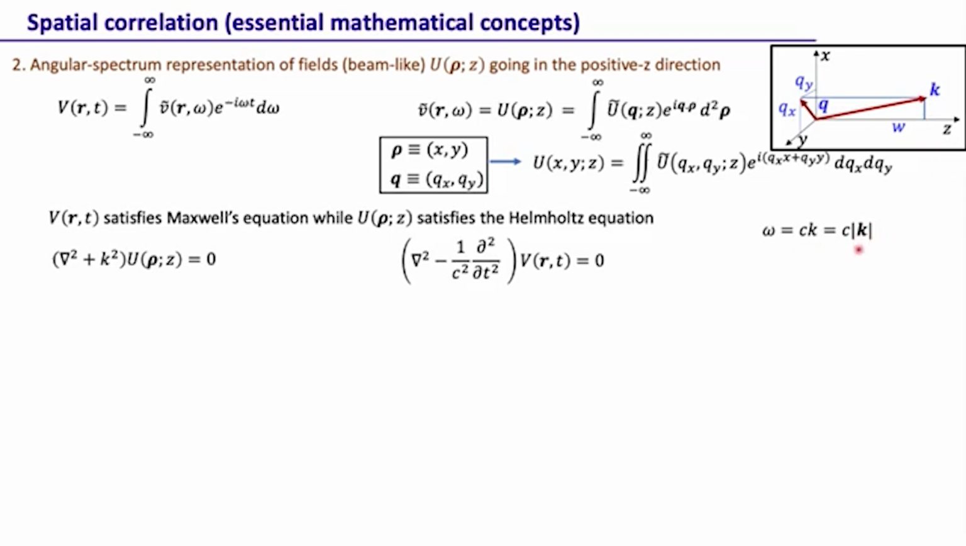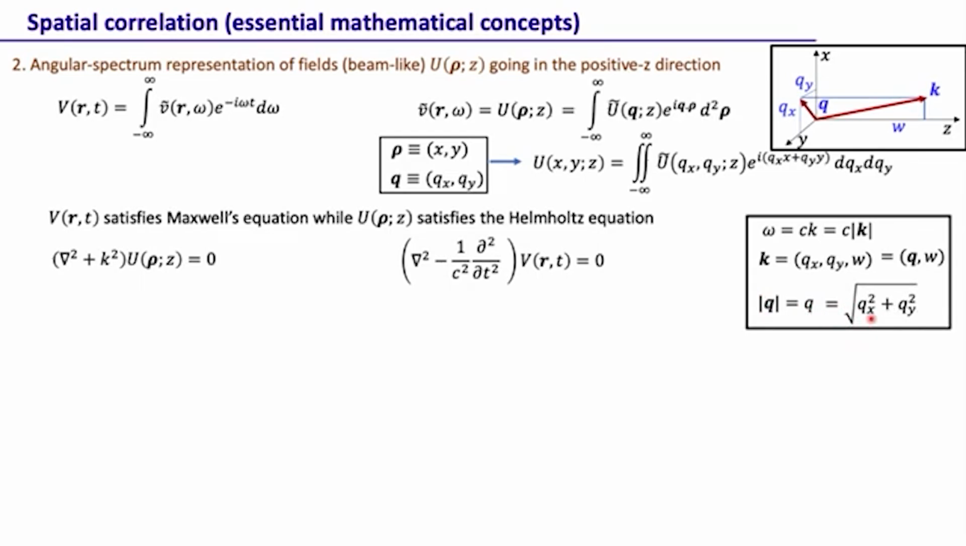This wave vector, its magnitude is this k, and this k is connected with the frequency by this formula, omega equal to ck. This k is the three-dimensional vector qx, qy and w. We can also write it as q, w, and the magnitude of q, we'll write this as a non-bolded q, and this is basically qx square plus qy square. So I'm just putting everything in one place so that it is clear as to what these different symbols actually mean.